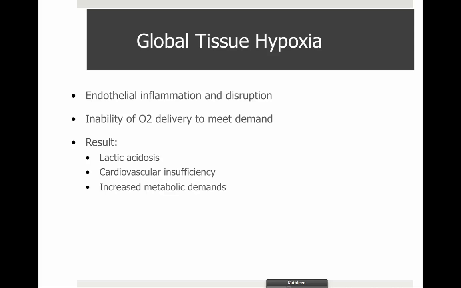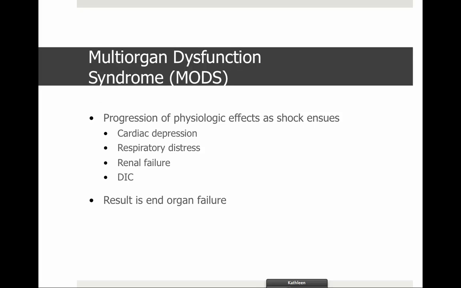This causes endothelial inflammation and disruption at the cellular level. You get the inability of O2 delivery to meet demand, and this results in lactic acidosis, which causes cardiovascular insufficiency. And this is an increased metabolic state. This causes increased metabolic demands. The progression of shock causes physiological effects and worsening shock, where you get cardiac depression, respiratory distress, renal failure, and DIC. So you look at the systems: cardiac depression, respiratory distress, renal failure, that's another system, and DIC is hematological, and this results in end organ failure.